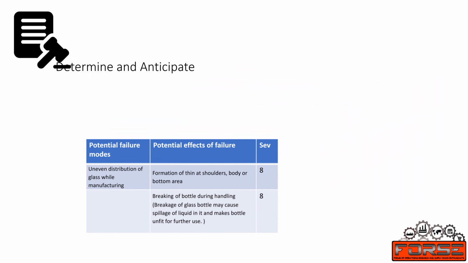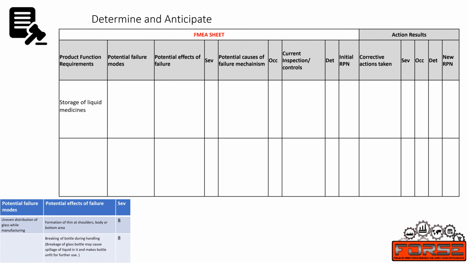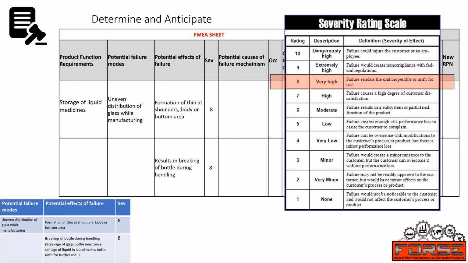Effects of failure will be: 1. Formation of thin areas at shoulders, body or bottom. 2. Breaking of the bottle during handling. Breakage of a glass bottle may cause spillage of the liquid inside it and makes the bottle unfit for further use. Referring to the severity table, we can see the ratings.